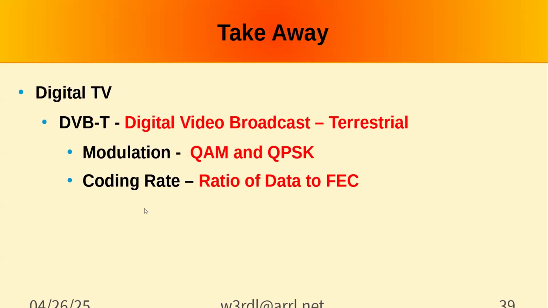Digital TV uses the digital video broadcast terrestrial standard. It uses QAM and QPSK modulation, and they have a coding rate you specify, which is the ratio of data to forward error correcting code.